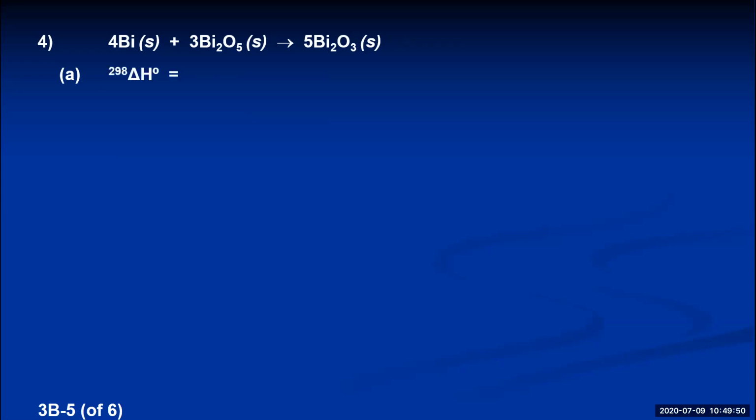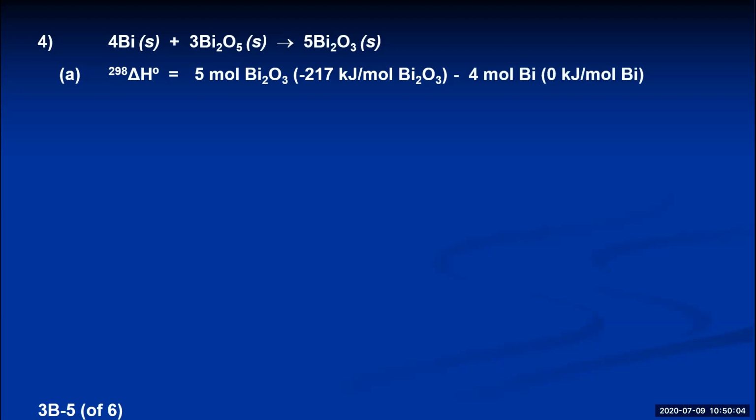Starting on the product side, to calculate the delta H naught of this reaction, we're going to go 5 multiplied by the standard enthalpy of formation of Bi2O3. Now we go to the reactant side, minus 4 moles of bismuth multiplied by its standard enthalpy of formation, which because it's an element in its standard state, solid at room temperature, would be 0. And then minus 3 moles of Bi2O5 multiplied by its standard enthalpy of formation, which is negative 604 kilojoules per mole. Moles all cancel out. The answer comes out in kilojoules, and I get 727 kilojoules as the delta H naught for the reaction.